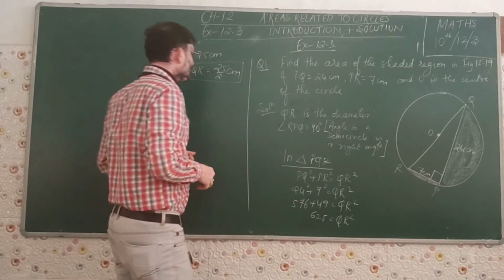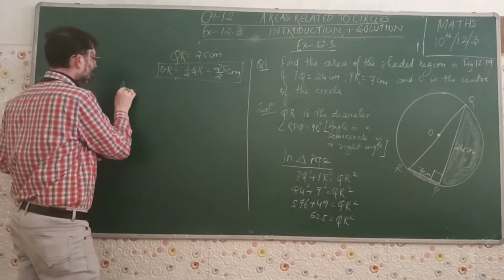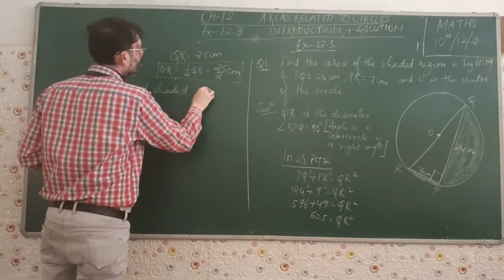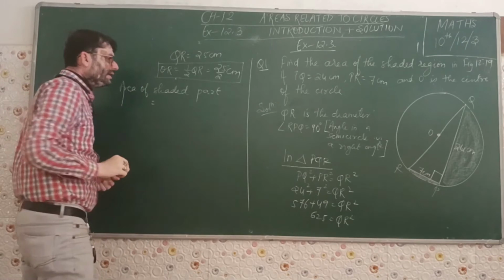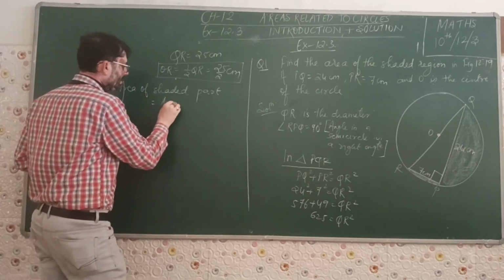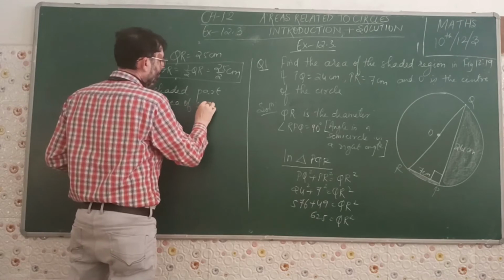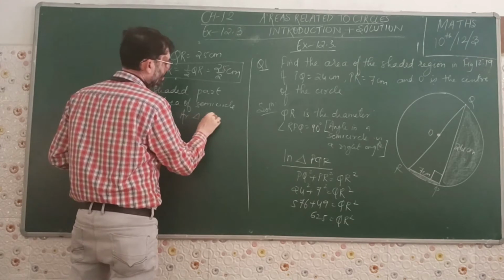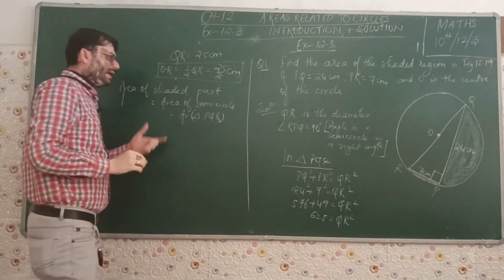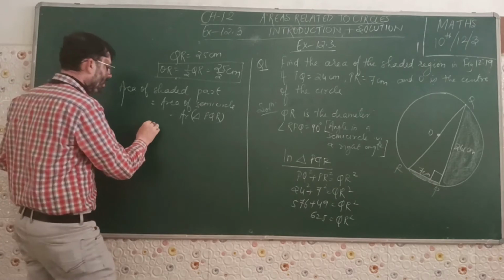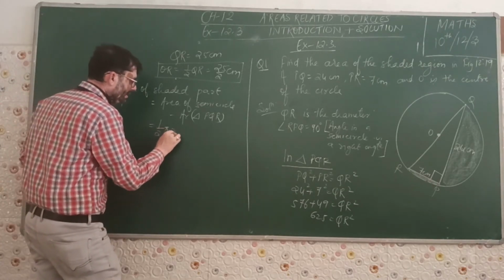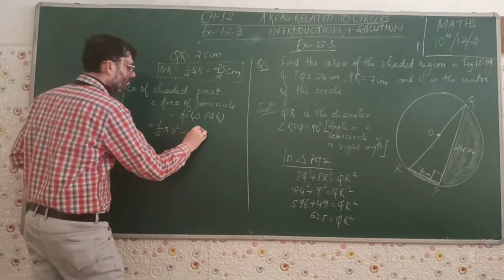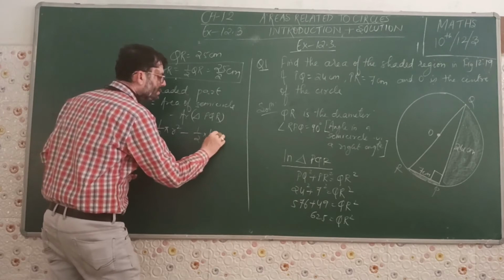So we can just continue with that. The area of the shaded part, or shaded region, whatever we want to write, is area of semicircle minus area of triangle PQR. The area of the semicircle is given by the formula half pi r square, and minus area of the triangle PQR, which is a right angle triangle.